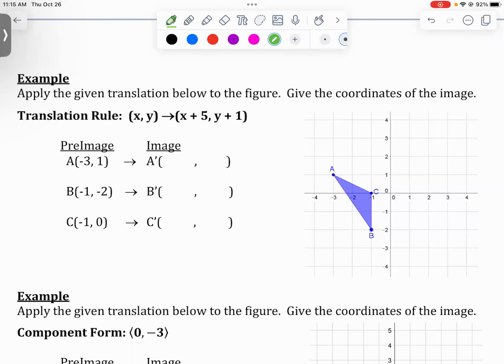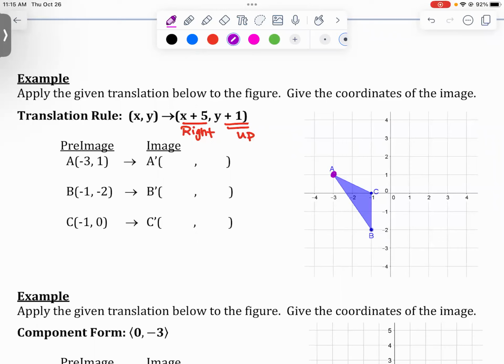All right, so please explain to me, Sam. If my translation rule is X comma Y goes to X plus 5, Y plus 1, which way are we moving 5? Thank you, Sam. So this means we're gonna go to the right, and plus 1 with the Y means we're gonna go up 1. So here is A, here is B, here is C. We are literally going to take these three coordinates and we are going to move them right 5 and up 1.